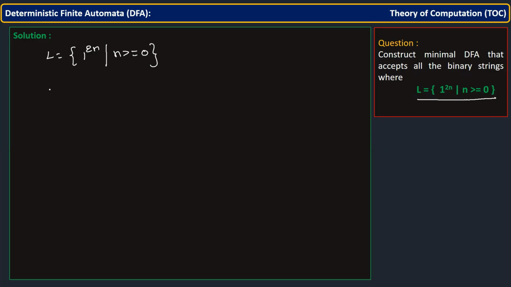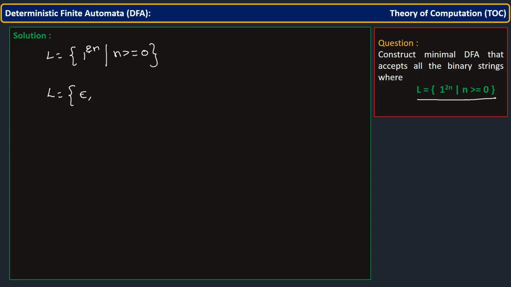See, try to understand the language of words. What words are we going to have in this language? If you observe, because n is starting from 0, n is greater than or equal to 0. If I substitute 0 here, 2 into 0 is 0, so 1 power 0, that is the empty string, epsilon. And after that, if I substitute 1, minimum length onwards, let us build all the words in the language.